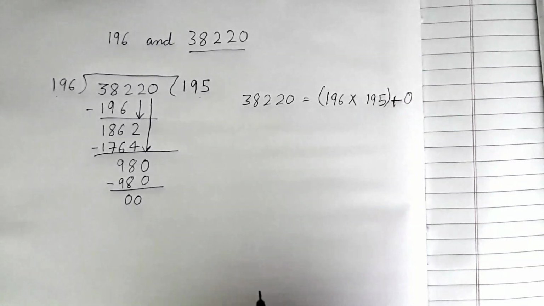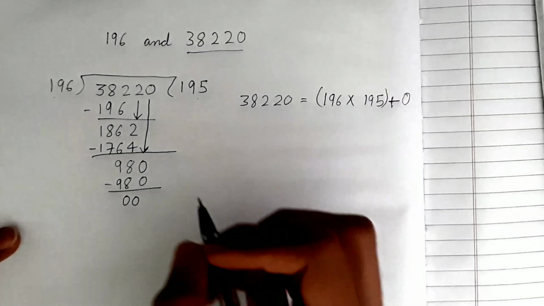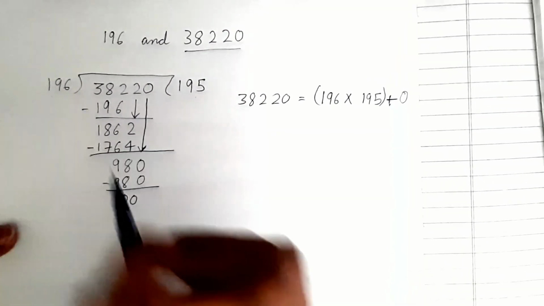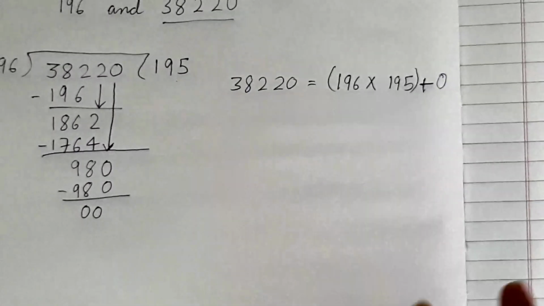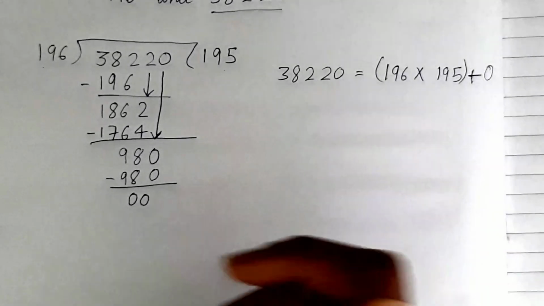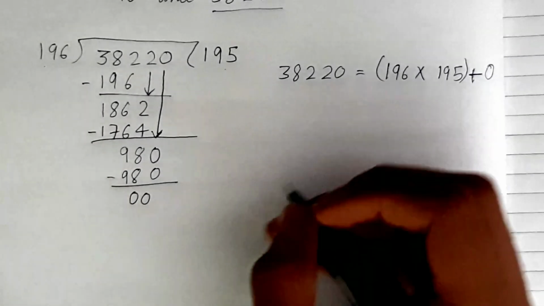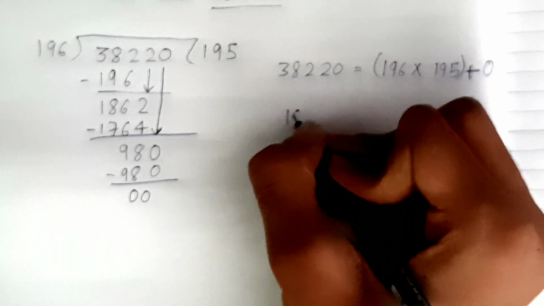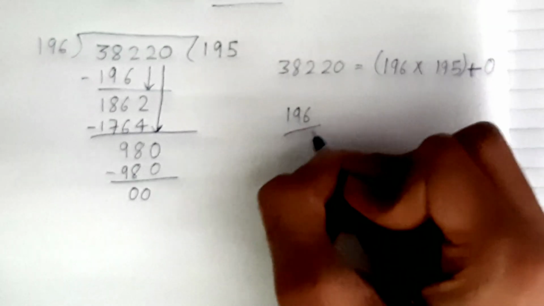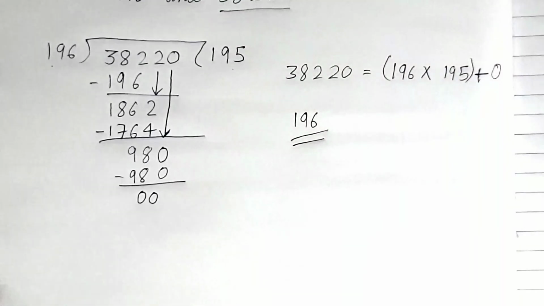Over here in the first try we got the remainder equal to 0. So 196 is the first and the last divisor over here. So 196 would be our HCF of 196 and 38,220. That's just because it was the first and last divisor.